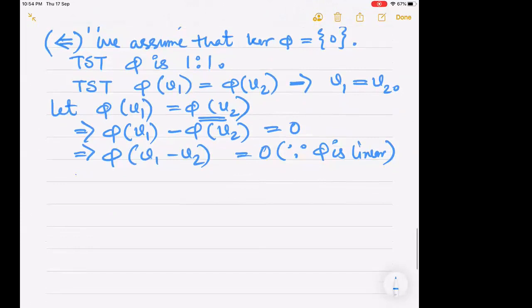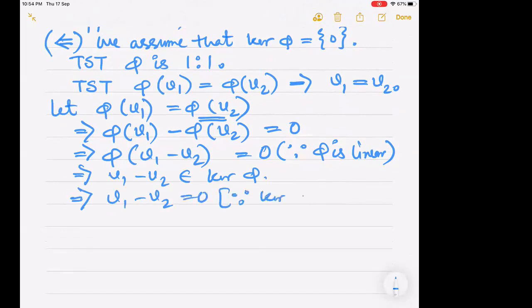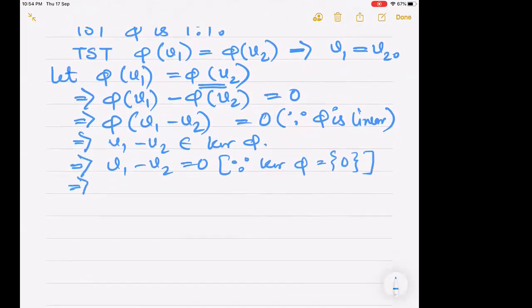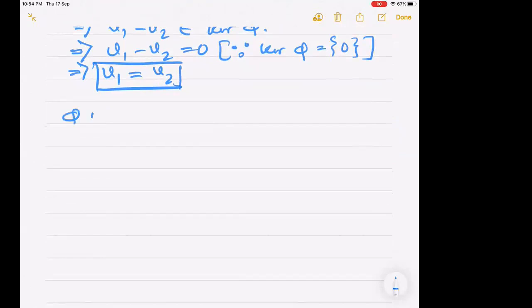Okay, this would imply v1 minus v2 belongs to kernel phi, but kernel phi is only the 0 vector, which means v1 minus v2 is equal to 0, since we have assumed that kernel phi contains only the 0 vector. There's only one vector in kernel phi, which is 0, so v1 minus v2 must be 0, which means v1 must be equal to v2. That's what we wanted to prove, right? So this implies that phi is 1 to 1. This is the end of the proof: phi is 1 to 1 if and only if kernel phi is 0.